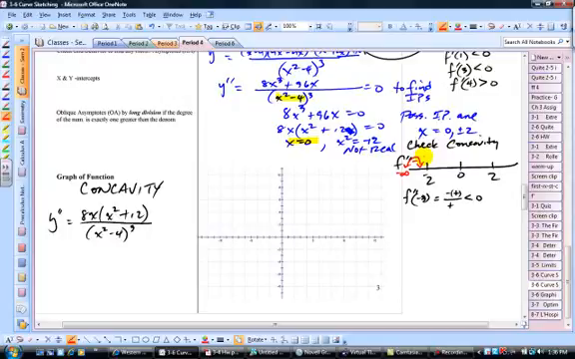Then what you want to do is pick something between negative 2 and 0, like negative 1. So f double prime of negative 1, do a sign analysis. 8 times negative 1 is negative. Negative 1 squared is 1, plus 12 is positive. So negative times a positive, all divided by negative 1 squared is 1, 1 minus 4 is negative, cubed is negative. So now I see a double negative there. This thing is positive. So it's positive in this interval, which means it's concave up.